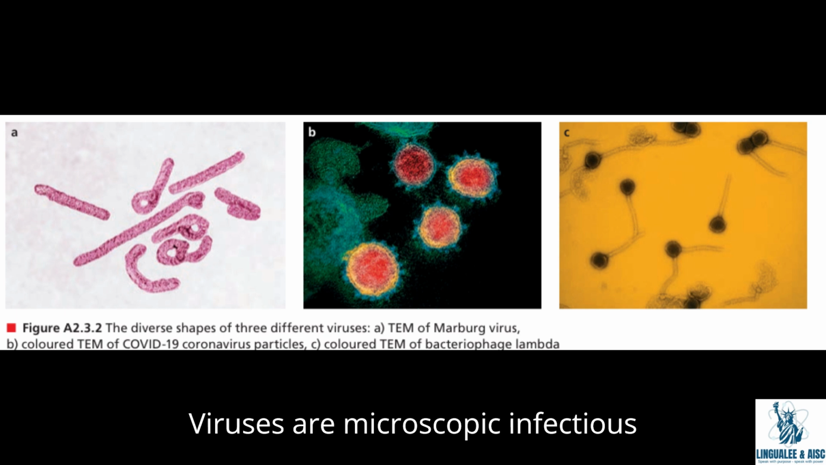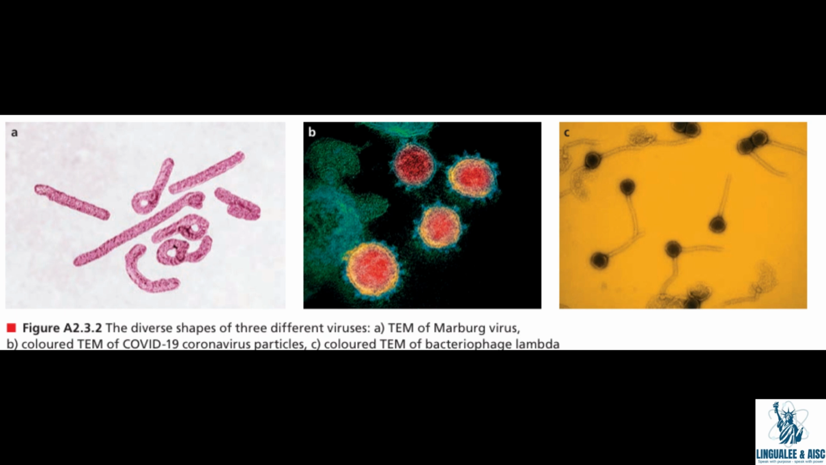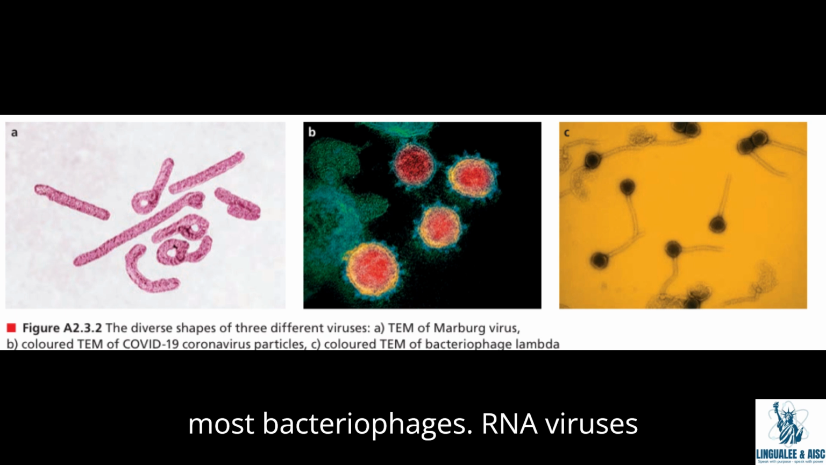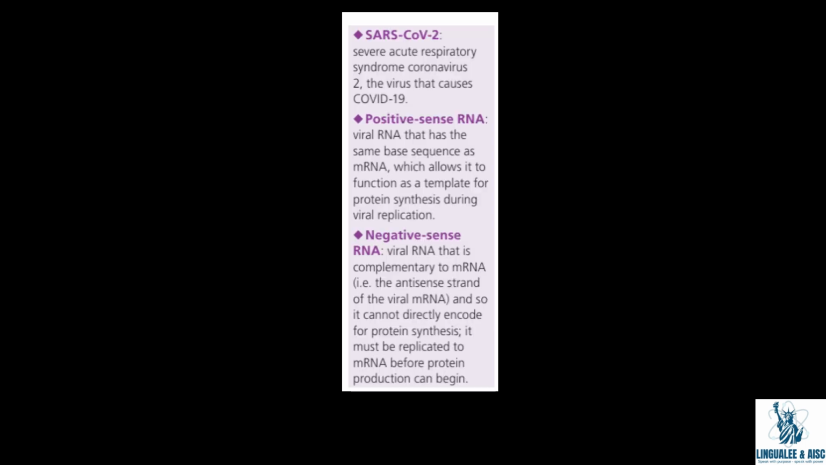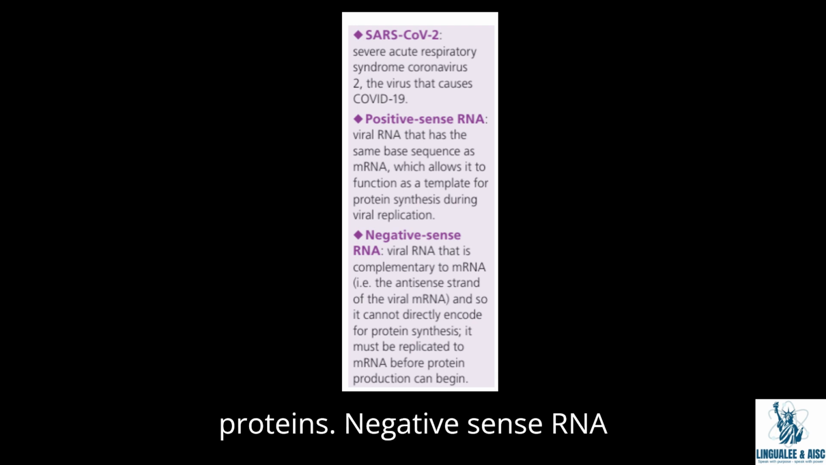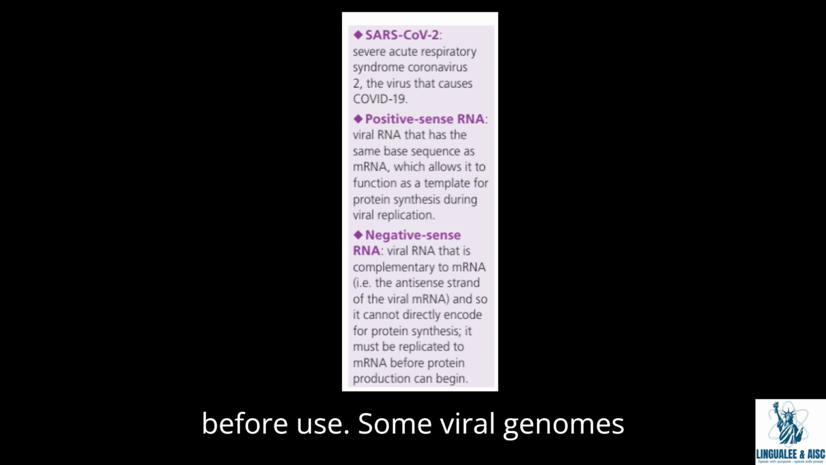Viruses are microscopic infectious agents. They don't perform life processes on their own, but hijack host cells to reproduce. DNA viruses include adenoviruses and most bacteriophages. RNA viruses include HIV and coronaviruses. SARS-CoV-2 is a virus that causes COVID-19. Positive sense RNA acts like messenger RNA and can be used to make proteins. Negative sense RNA must be converted to positive sense before use.